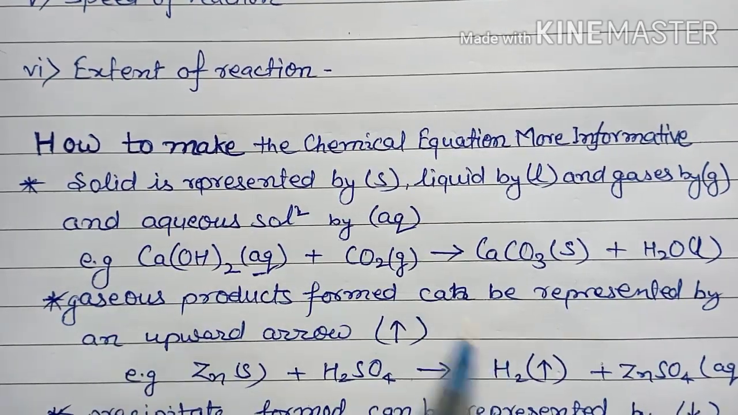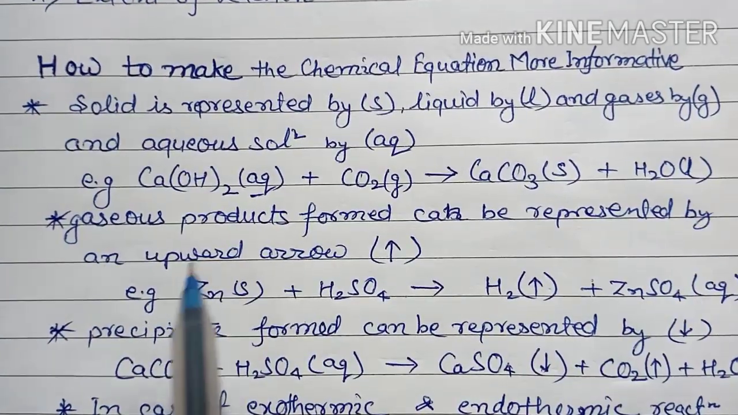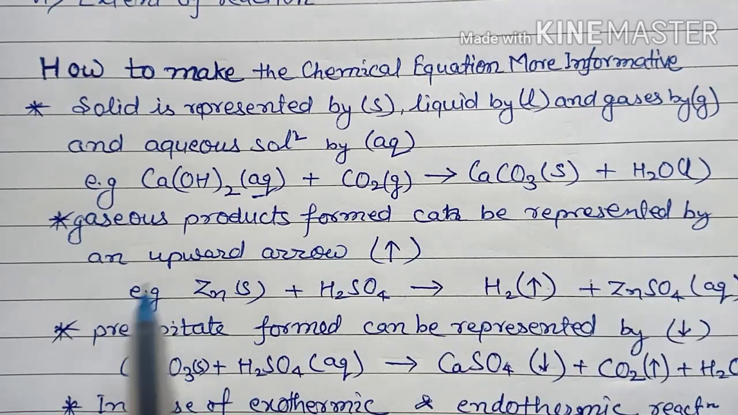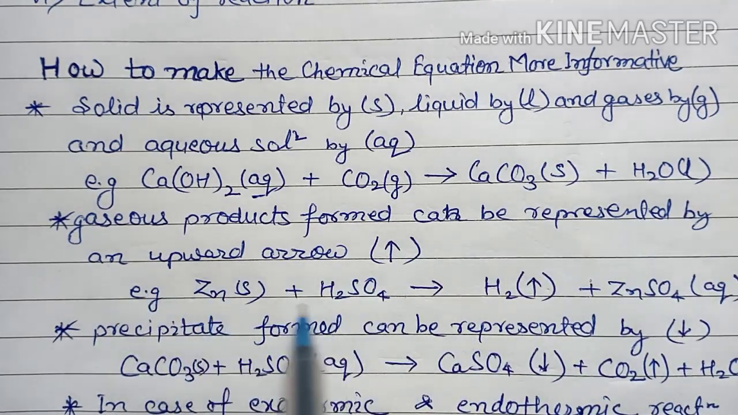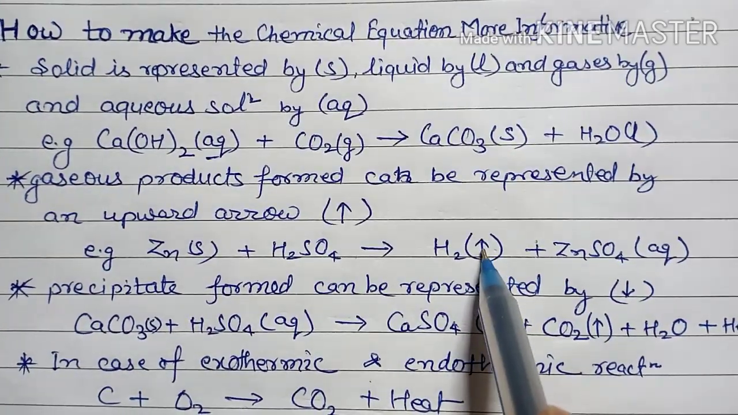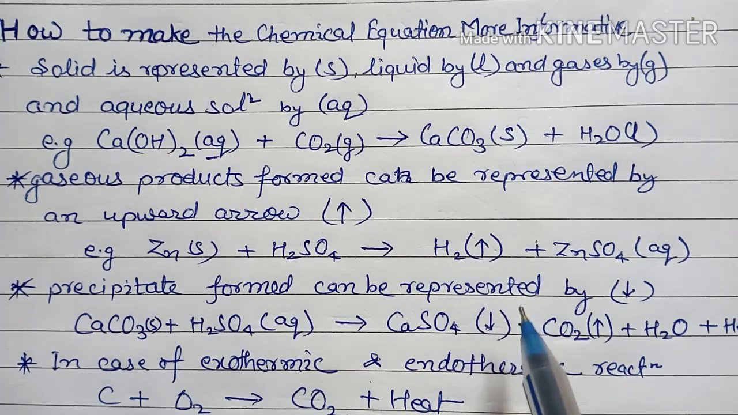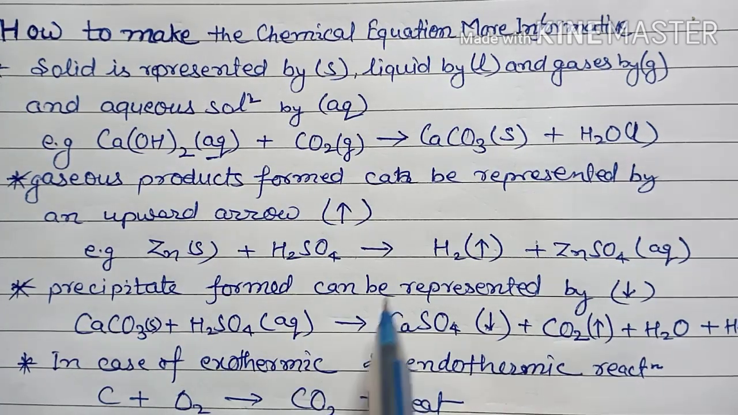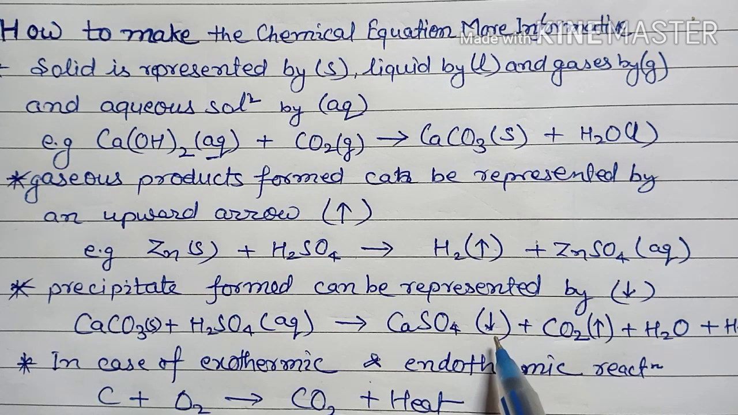Now we will discuss the gaseous products. The gaseous product can be represented by an upward arrow. Like here, when zinc reacts with sulfuric acid, it forms hydrogen gas. The hydrogen gas is represented using an upward arrow. In the same manner, when a precipitate is formed in a reaction, it can be represented by a downward arrow.